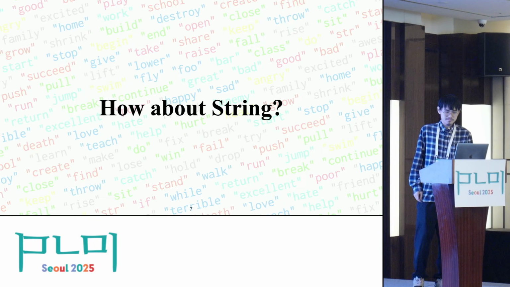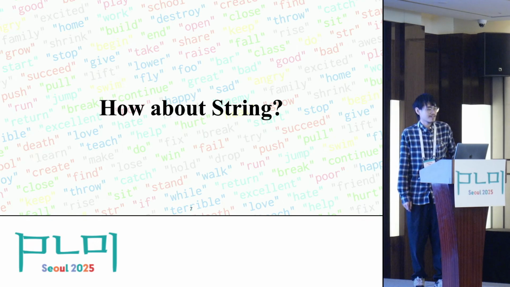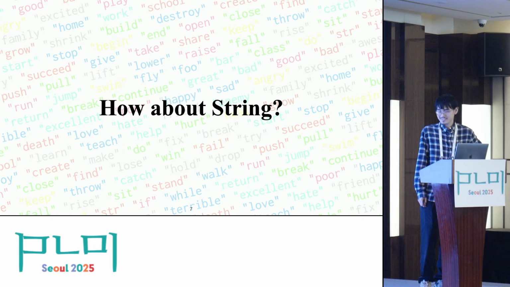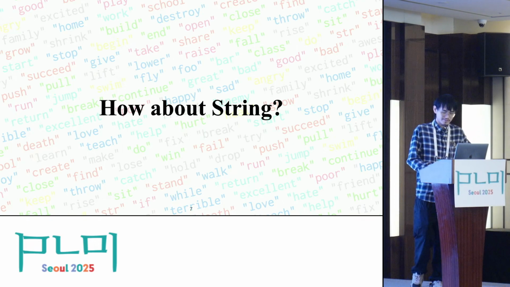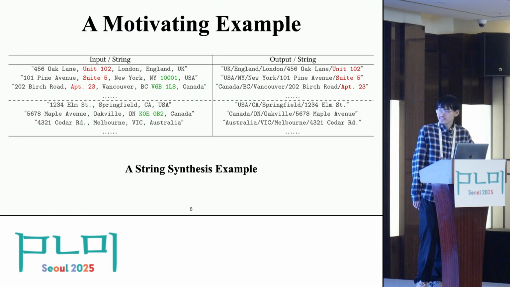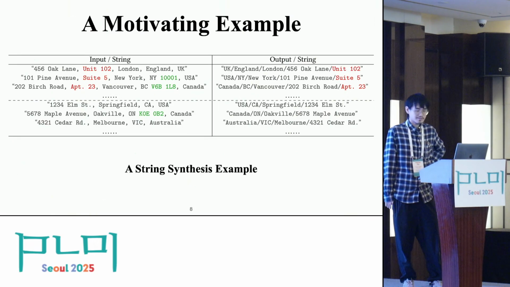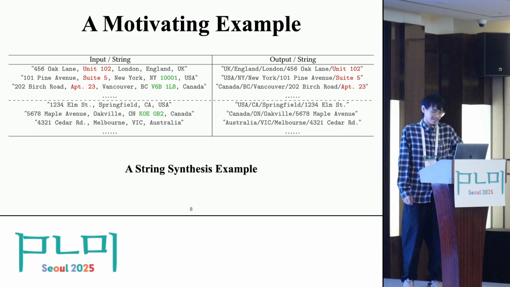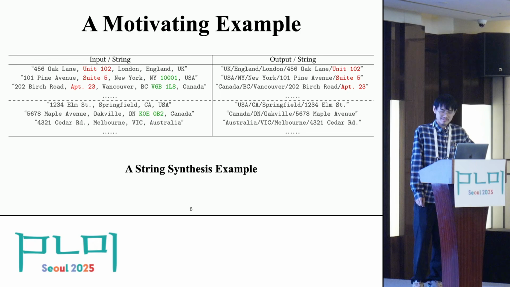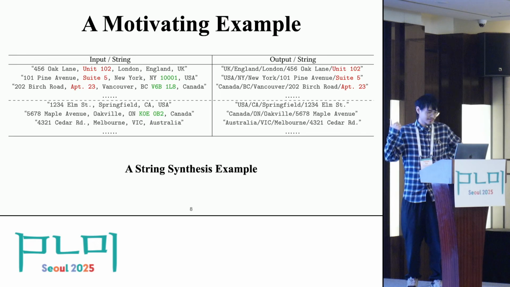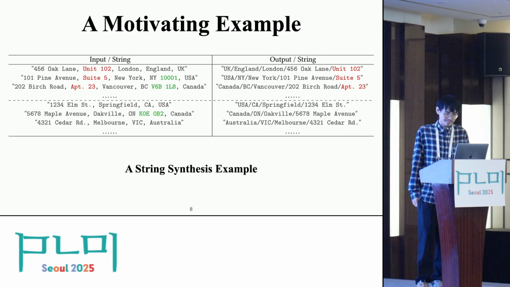Despite the progress of SyGuS solvers, we still find string transformation synthesis challenging, even though it's already a well-researched field. So let's first look at a motivating example. In this example, we need to standardize addresses from different countries. Each address must follow the same format, which is country/region/city/street/unit. As highlighted, some addresses may or may not include a unit number, which adds a little bit of complexity here.